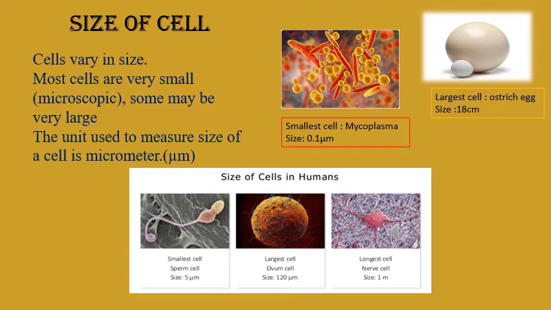The smallest cell, mycoplasma, has a size of about 0.1 micrometer. And the largest cell, the ostrich egg, has a size of about 18 centimeters.